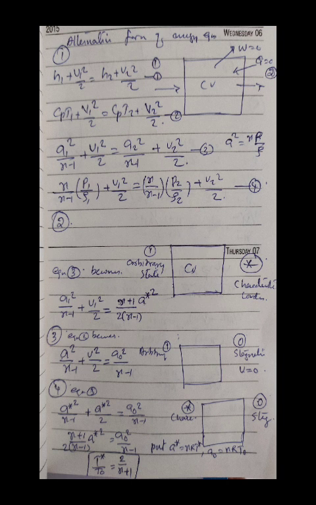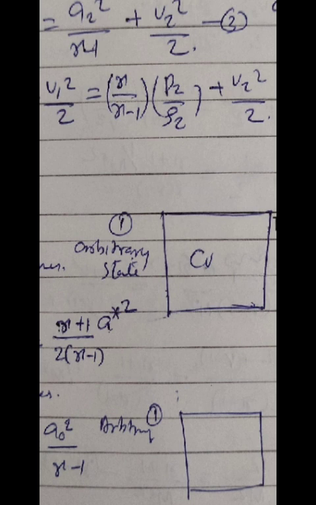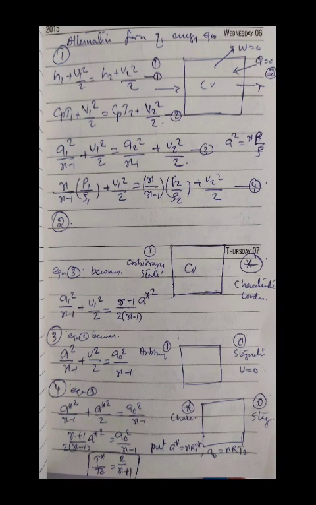Again we know that A square is equal to gamma into P by rho, since P by rho is equal to RT. So the equation becomes gamma into P1 by rho1 into 1 by gamma minus 1 plus V1 square by 2 is equal to gamma by gamma minus 1 into P2 by rho2 plus V2 square by 2. This is the first alternative form of the energy equation.